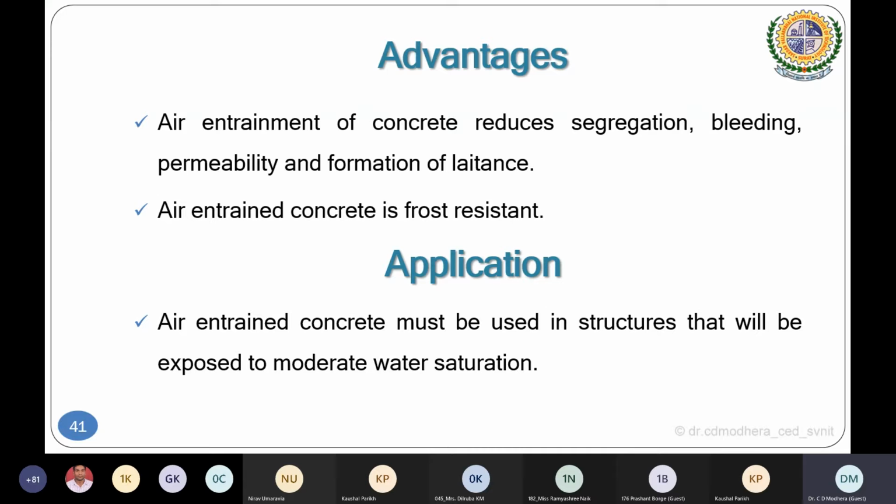This concrete is again similar to the previous, but because of the presence of the air entraining agent, it reduces segregation and bleeding. In concrete, these two phenomena are attached. Segregation and bleeding are not appreciable. If it is good at resisting segregation and bleeding, then this kind of concrete is good. Permeability is also low. You can say it is very much impermeable, and formation of laitance is also reduced. Air entrained concrete is frost resistant. And application as usual: it must be used in structures, meaning RCC structures, which will be exposed to moderate water saturation.